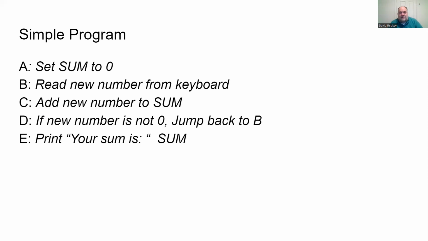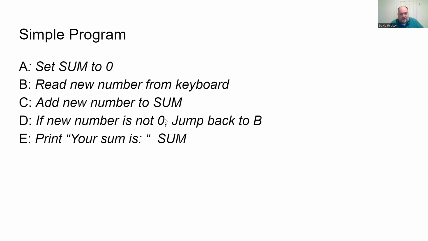Okay, hopefully you had time to pause the video before I spoil the answer. But basically, as you can see on line A, the first thing this program does is it sets a sum to 0. The fact that it's called sum is kind of a hint that I'm going to use it to add things up, right? So the next thing it does is it reads a new number from the keyboard, and then it adds that number to sum.